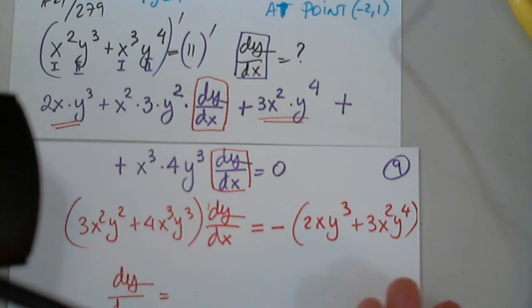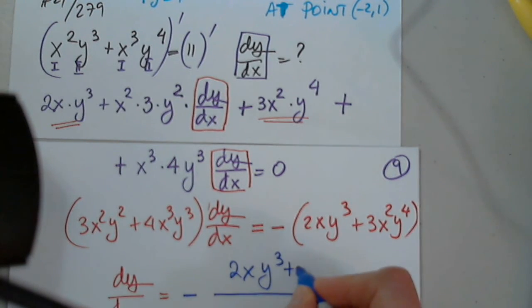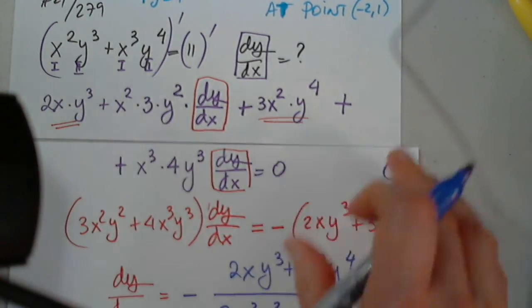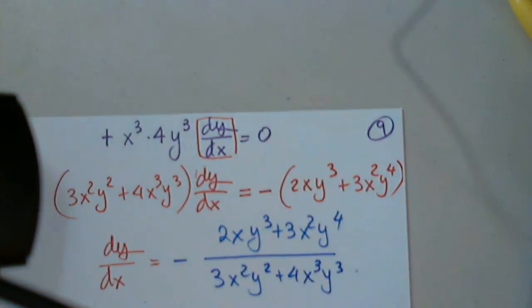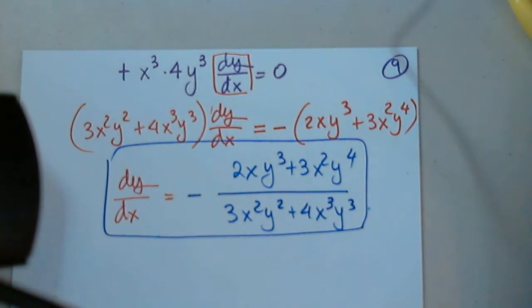This is a linear equation. I'm solving for dy over dx. When you divide the right side by the expression on the left side. Very good. This over this. I know it looks weird, but it's still linear. And this is it. And we used implicit differentiation.